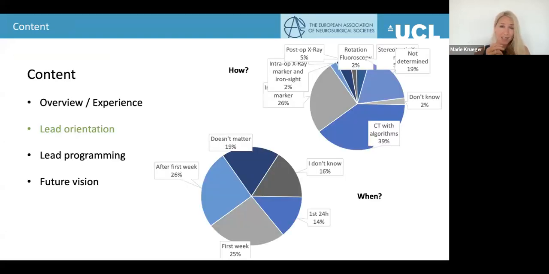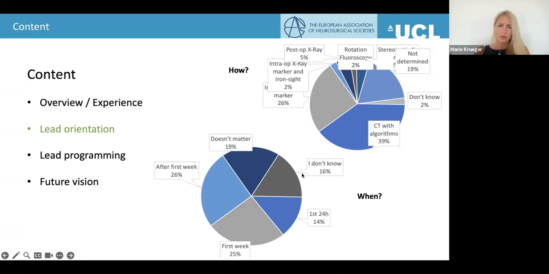Moving on to lead orientation. So here we ask, how do you determine the lead orientation and when do you determine it? I'm not going to go over all this again, but I think what is very obvious is that there are a lot of different ways being used to determine lead orientation, and that the time point seems to be very unclear, from after the first week, after 24 hours, to I don't know.